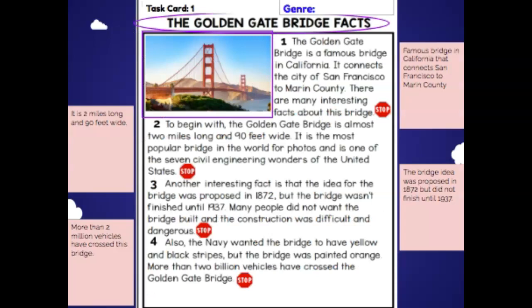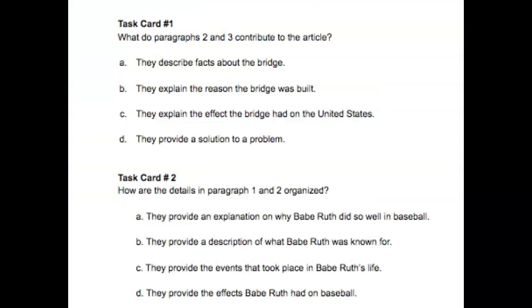So it says, to begin with, the Golden Gate Bridge is almost 2 miles long and 90 feet wide. It is the most popular bridge in the world for photos and is one of the 7 civil engineering wonders of the United States. Another interesting fact is the idea of the bridge was proposed in 1872, but the bridge wasn't finished until 1937. Many people did not want the bridge built, and the construction was difficult and dangerous. So now I know in both of those paragraphs, they were just describing facts and information about the bridge. And I also know that because it was description. So I'm going to look for my choice that's going to tell me that it's describing facts about the bridge.